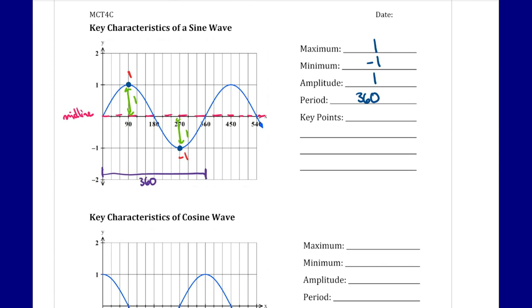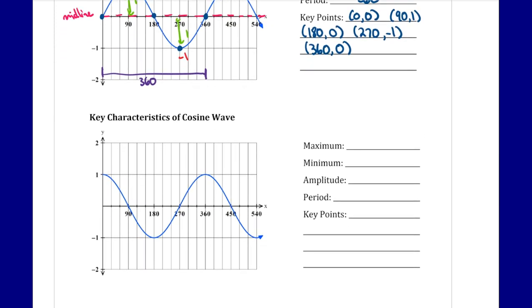There are key points that we want to be aware of, because again, it's going to help us understand how it's changing or how to draw our new sine wave or cosine wave. We already have 2 points, our max and our min, and the points on the midline. Those are also going to be our key points. So we have 0 and 0, 90 and 1, 180 and 0, 270 and -1, and 360 and 0. We're going to be referring back to these key points when we're talking about transformations and how our sine wave and cosine wave can change.